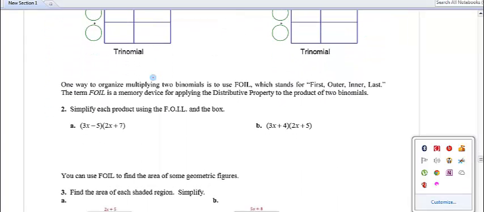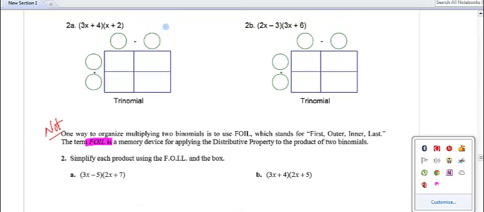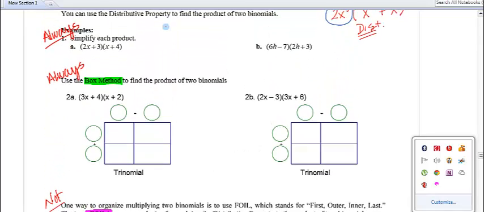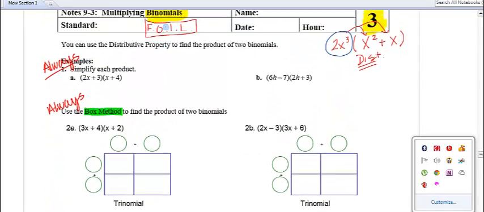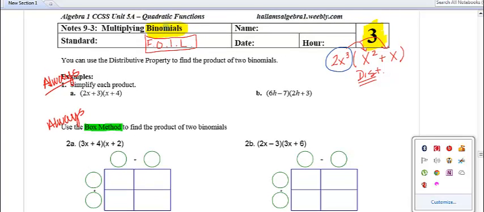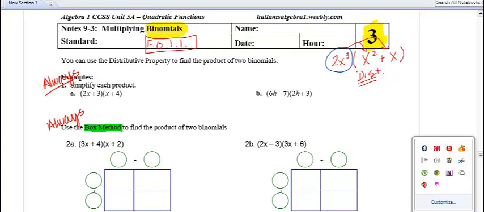The one thing that you'll find, though, is that FOIL will not always work. FOIL is very specific. It is really only for binomial multiplication. So a binomial times a binomial. That's the only time that it will work. So not always isn't probably the best way to say that, but it will not always work. So that's the other thing about FOIL that I don't prefer about it. But let's take a look at these. The distributive property you're pretty good at. We've seen it, we've done it, so let's go ahead and do that.